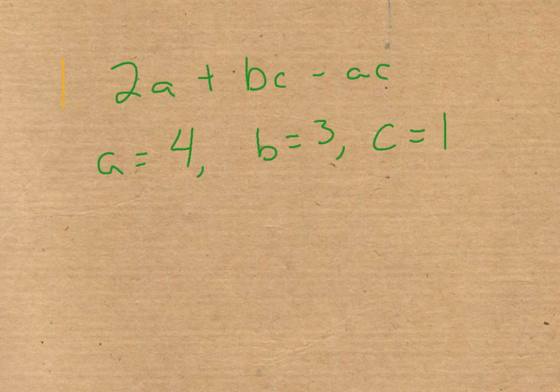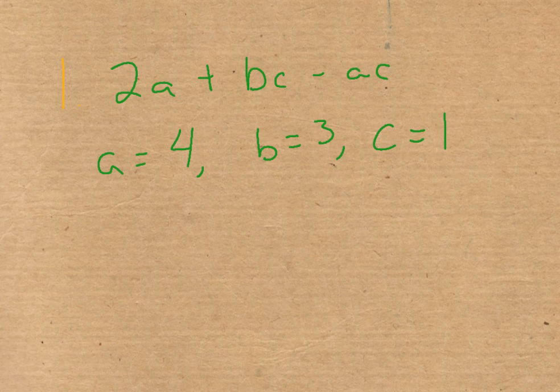Alright, let's work through some examples here. So I have 2A plus BC minus AC. I have A equals 4, B equals 3, C equals 1. I'm going to make a substitution in here for each one of the values. So I'm going to put 4 in where the A is.